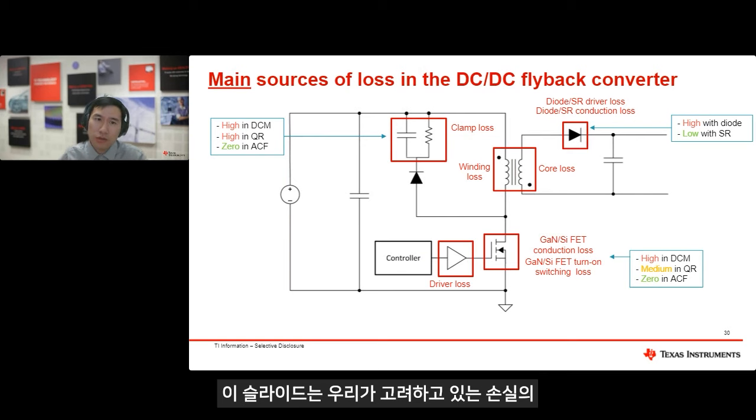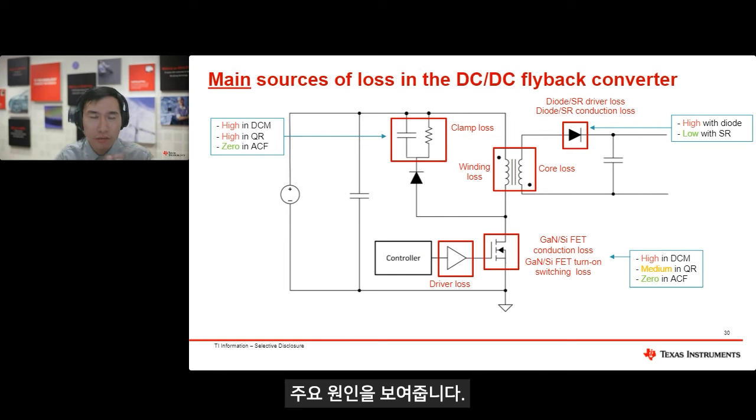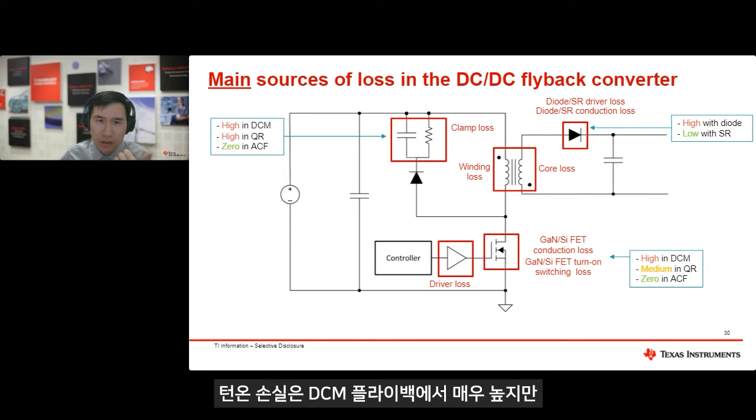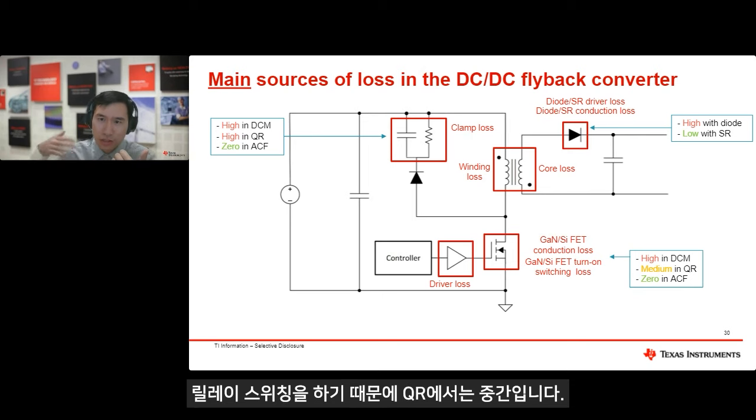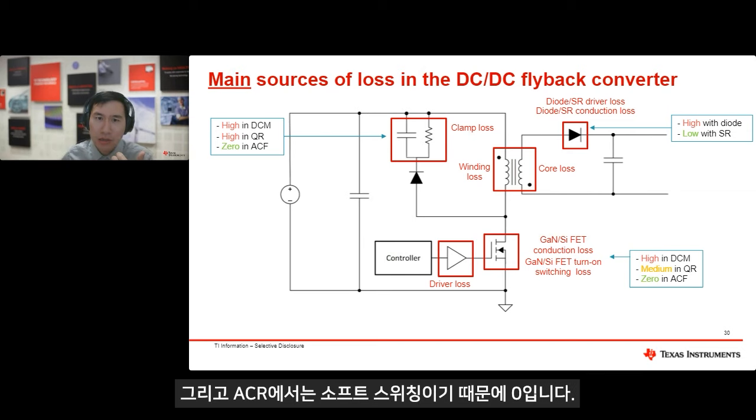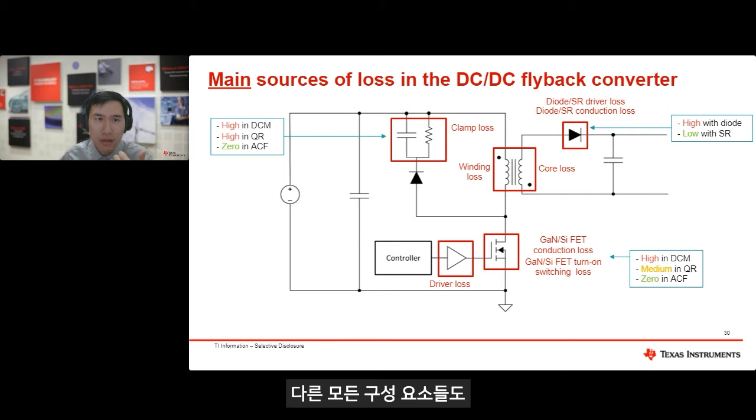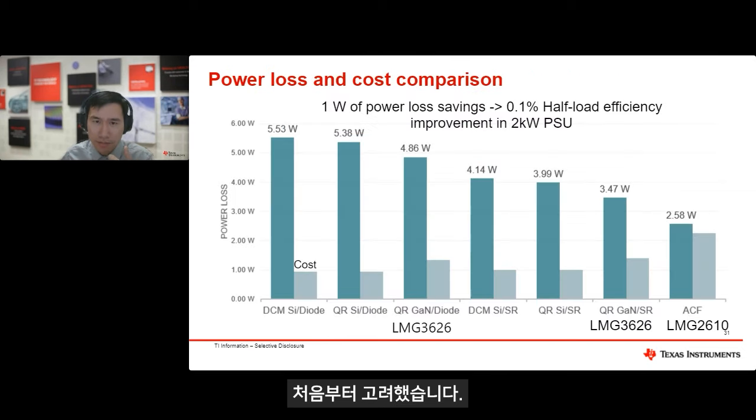This slide shows the major sources of the loss we are considering. On the device side, it's majorly the conduction loss and switching losses. For the turn-on losses, it's very high in DCM flyback, but it's medium in QR because it's doing the soft switch, it's doing the valley switching, and it's zero in ACF because this is soft switching. All the other components you can see we also considered in the study.